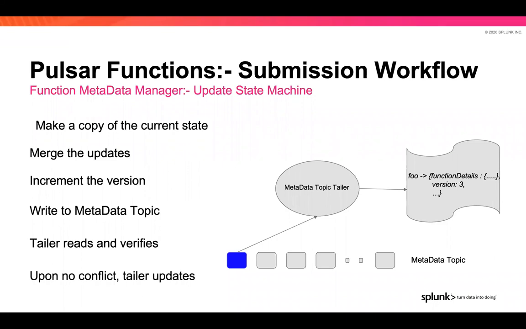If there is no conflict, then the tailorer will update the version of all these different versions to 3. So you see in this slide here on the rightmost side that the function details that are now deploying went to version number 3.